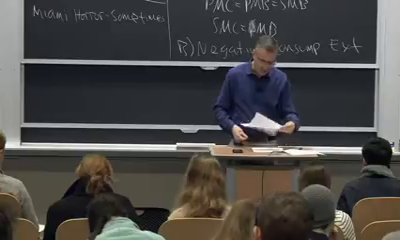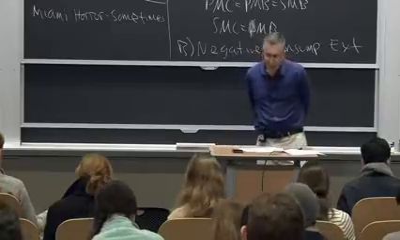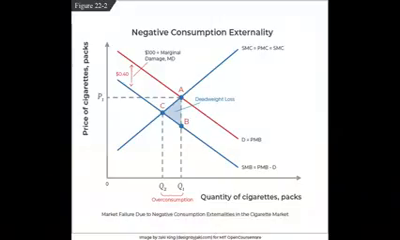Let's think about a negative consumption externality. Okay? Here we have the market for cigarettes. Figure 22.2. On the x-axis we have the quantity of cigarettes consumed. On the y-axis we have the price of cigarettes per pack. We have initial equilibrium at point A, which is where the private marginal benefit equals the private marginal cost.